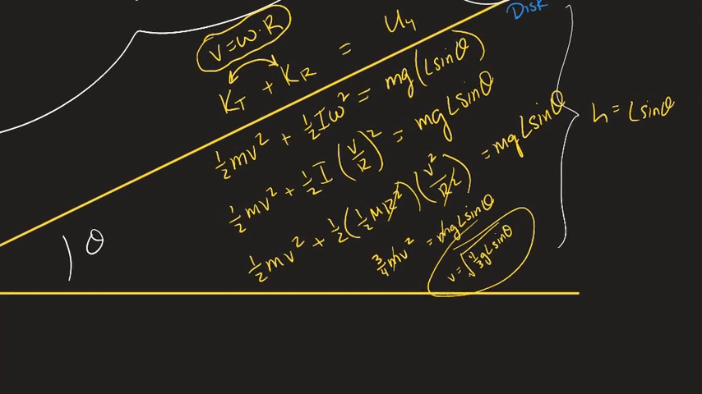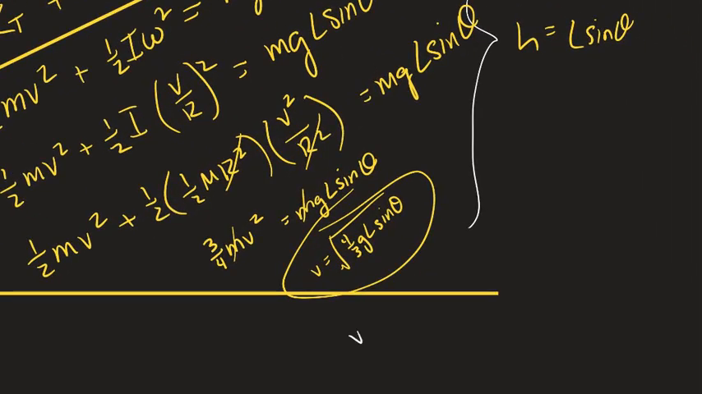If I just zoom to the end, just get the square root of GL sine theta. Is it clear which one of these is bigger? Not a surprise, right? We did this in class. I lifted up the edge of the table. The disk made it down first. The disk is faster. 4/3 GL sine theta as opposed to just 1 times GL sine theta.